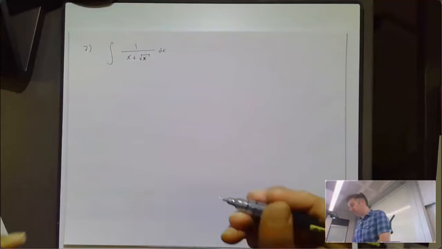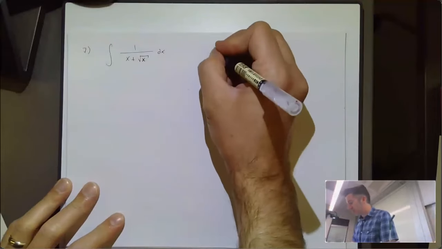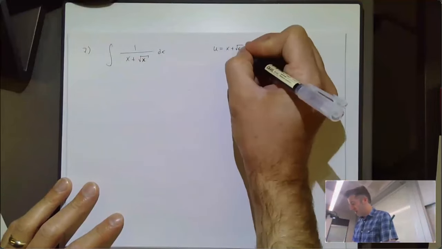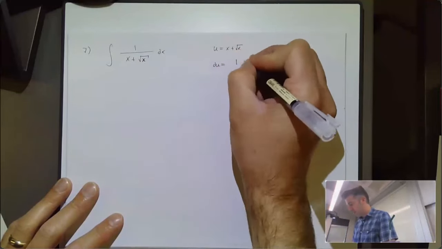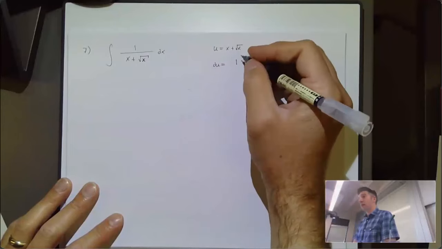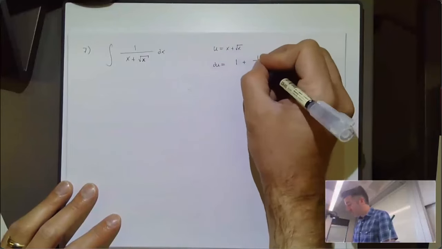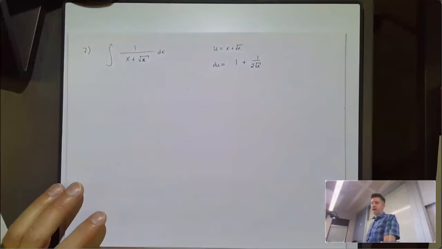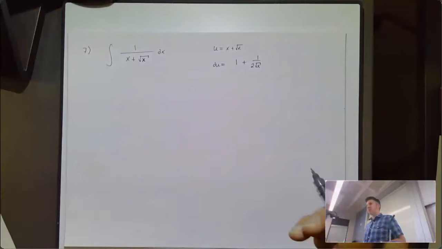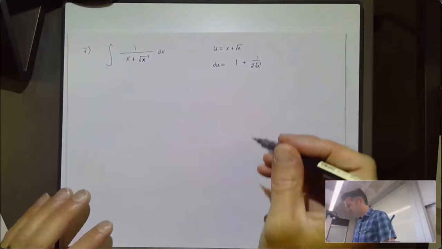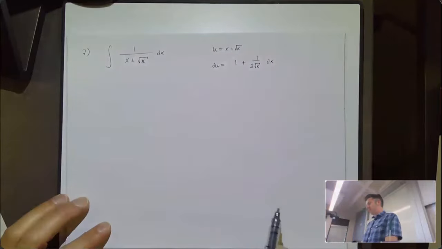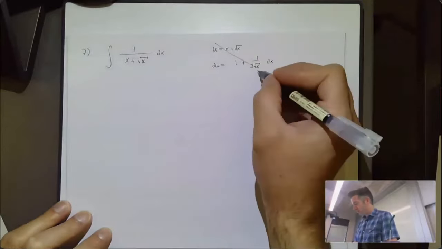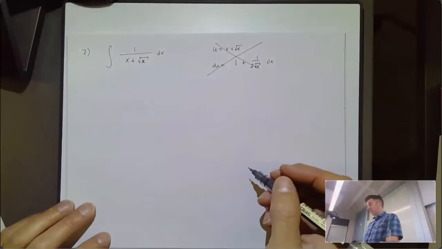So I might try letting u equal x plus root x, which does not seem like a great idea. Because if I do that, my du is going to be 1 plus the derivative of the square root of x, which is 1 over 2 root x. That's how I prefer to write it; you could write it as 1/2 x to the negative 1/2. And that doesn't look great, right? I don't see how I'm going to make that work. So that seems bad.